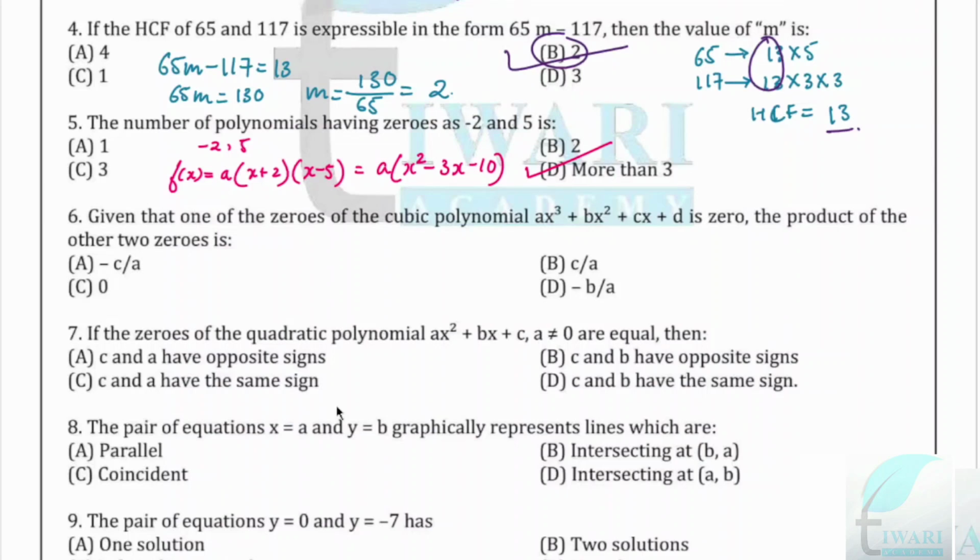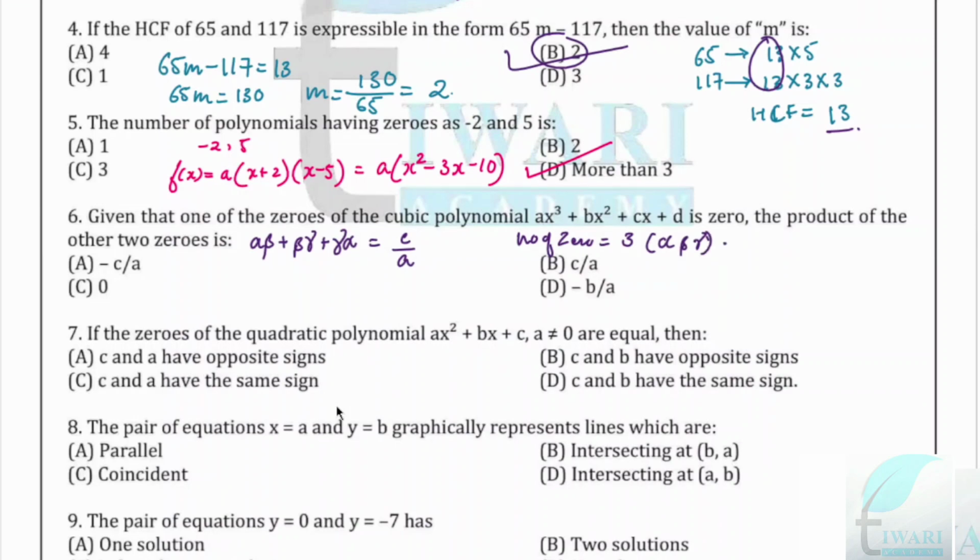So for the product of zeros in a cubic polynomial, one relation we know is alpha into beta plus beta into gamma plus gamma into alpha, which is equal to c by a. This is the sum of product of zeros of a cubic polynomial, and we know that in a cubic polynomial the number of zeros equals 3, that is alpha, beta and gamma.